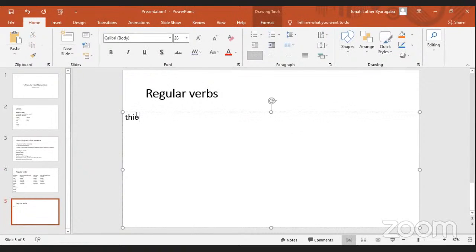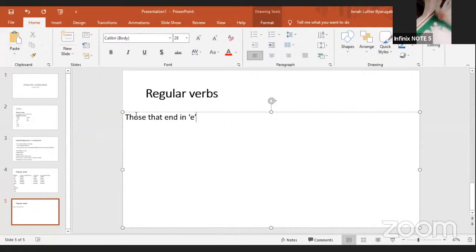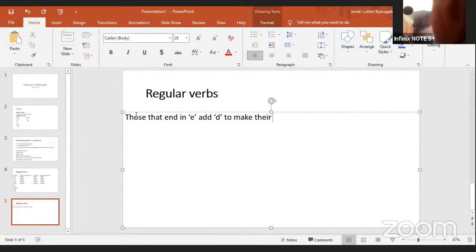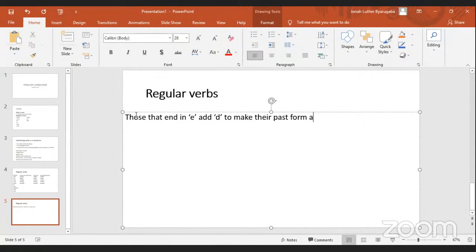Then when we come back, we are going to look at those verbs that end in the letter E. We simply add D. We simply add letter D to make their past form and past participle forms.